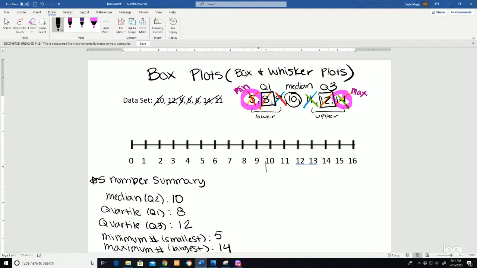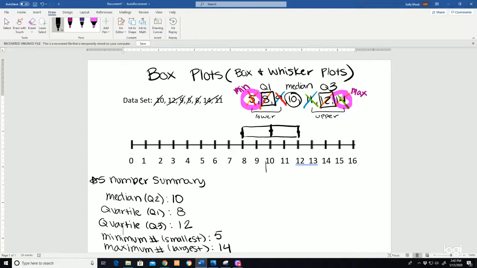The first thing that you need to do is mark your median. Your median is at 10, so I'm going to put a dot above 10 here, and through that dot, I'm going to draw a dash. My quartile 1 is at 8, so I'm going to put a dot at 8, and again draw a dash there. My upper quartile, my Q3, is at 12, so I'm going to put a dot at 12, and again draw a dash there. Now what I'm going to do next is connect these 3 dashes together.